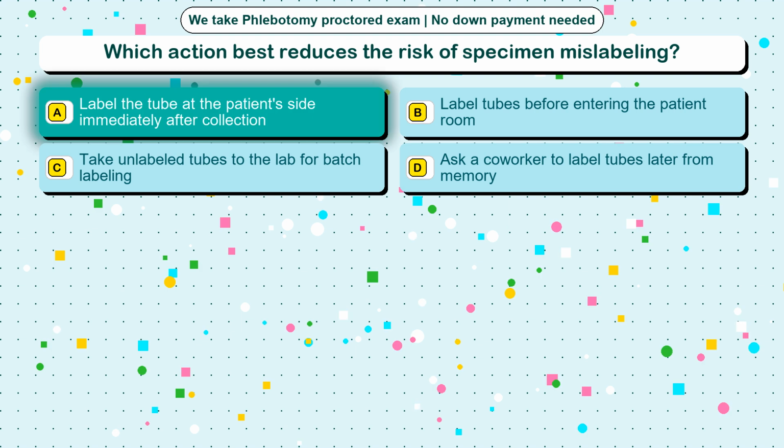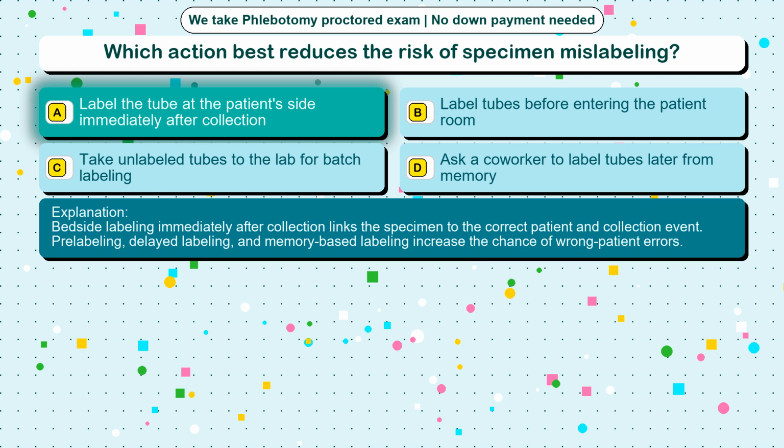The correct answer is option A, label the tube at the patient's side immediately after collection. Bedside labeling immediately after collection links the specimen to the correct patient and collection event. Prelabeling, delayed labeling, and memory-based labeling increase the chance of wrong patient errors.